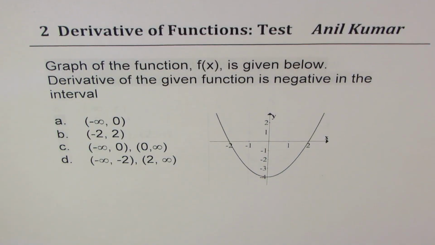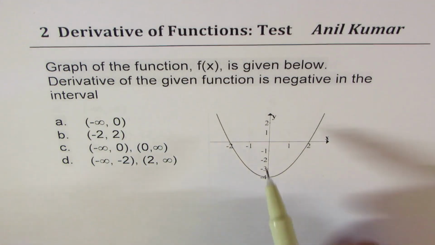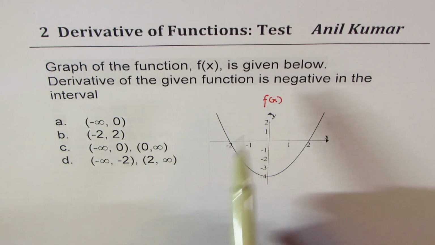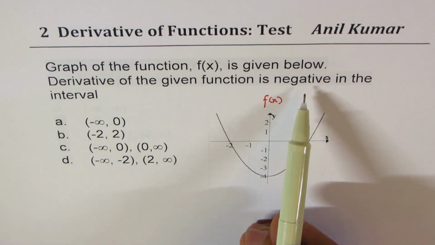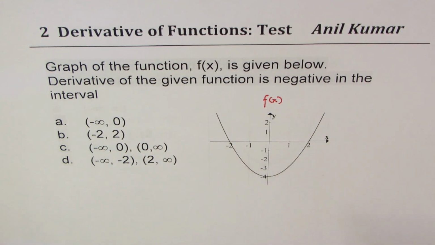Now let's solve these questions one by one. Graph of the function f of x is given to us, right? So that is the graph of the function. Derivative of the given function is negative in the interval, what out of these?